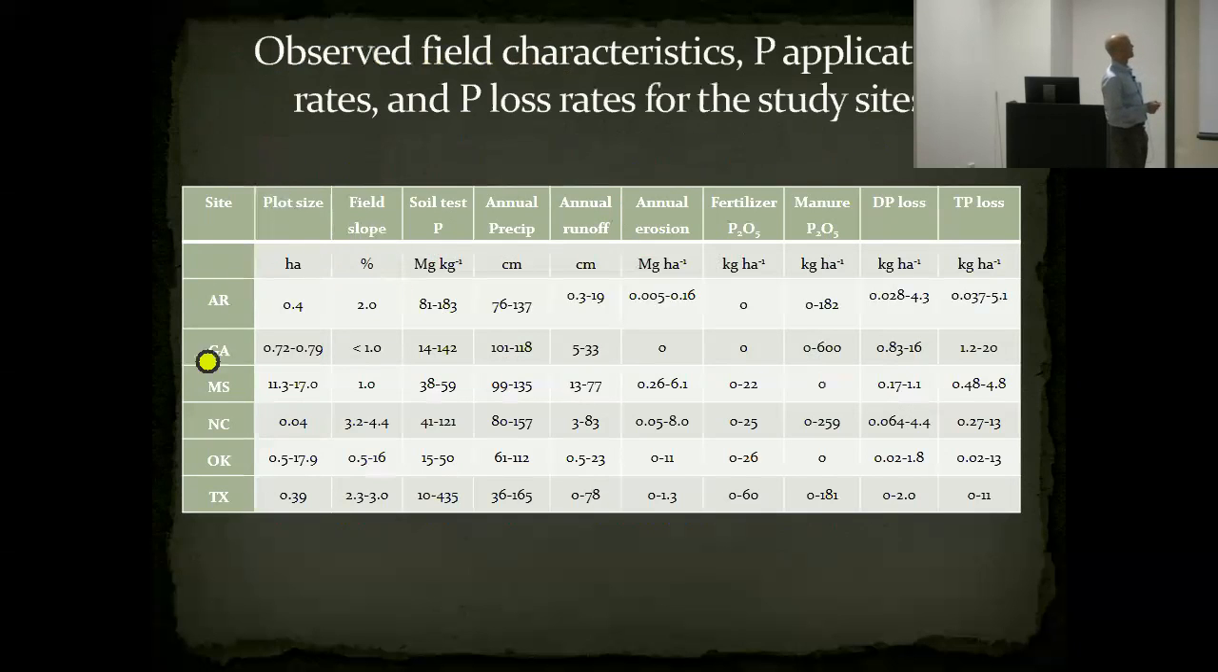So plot sizes, small scale. The largest ones were in Oklahoma, up to 17 hectares. But field slope, a pretty good range. Soil test P, a pretty good range. Runoff from these fields. So obviously we wanted to get the most diverse data set with what we had at hand. So that just kind of gives you a range.